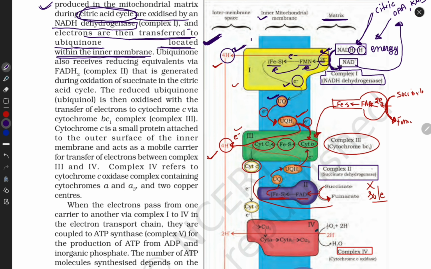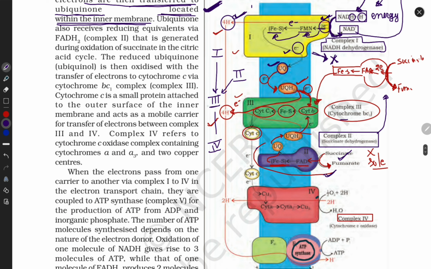Actually this complex is located here between 1 and 3, but it does not take any electron from complex first. Look at here, complex second gives its electron towards complex third, but it does not take any electron from complex 1. So complex 1 directly transfers its electron to complex 3, and complex second gives its electron to complex 3, and now it gives its electron to complex 4. This is the phenomenon.